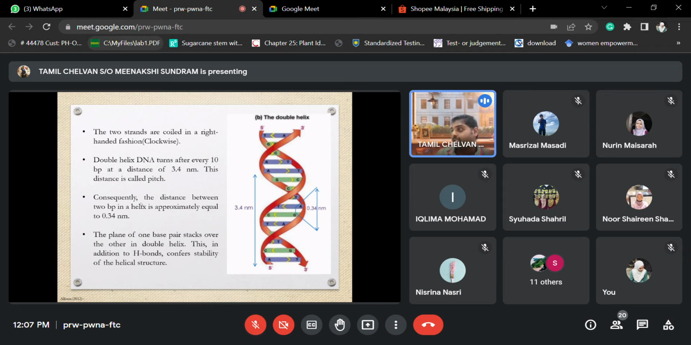Okay, 10 base pairs in a helix approximately. This distance is called pitch. Consequently, the distance between two base pairs in a helix is approximately equal to 0.34 nanometer. Here 0.34. Here 3.4. Okay, yang gap dia, macam bagi 10 lah. The plane of one base pair stacks over the other in the double helix. This, in addition to hydrogen bonds, confers stability of the helical section. This is structural molecular biology, okay?